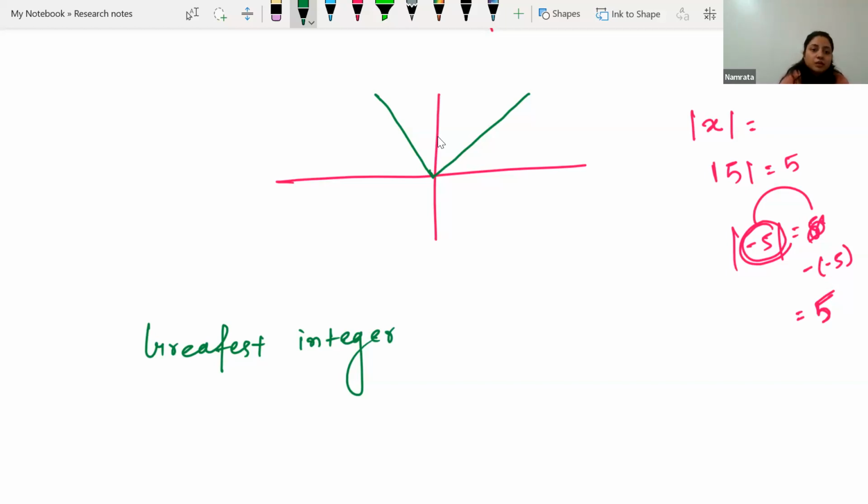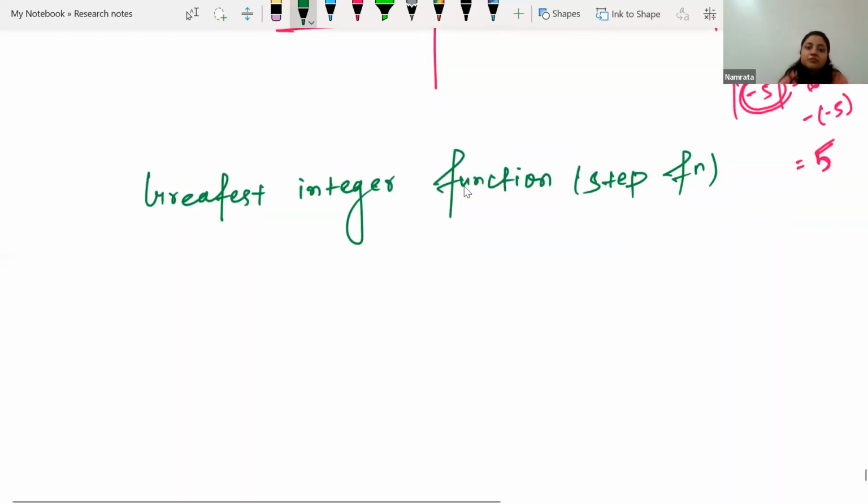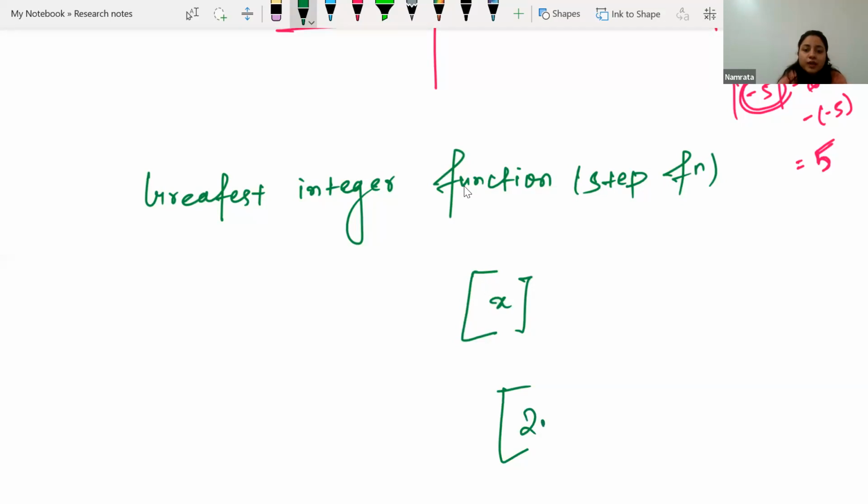Greatest integer function, or the step function. Why do we call it a step function? Because the graph looks like steps. Whenever we have the greatest integer function of x, the value of x can be anything. So if we have 2.5, what will be the result?